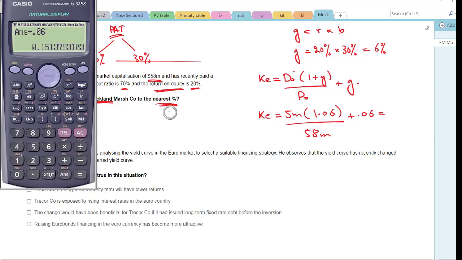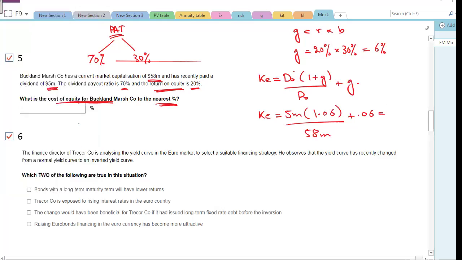You see, to the nearest percentage, so that will be 15%. So I'm just going to write 15. Again, you see, I just told you not to make the silly mistake and I was nearly going to do it, right? Don't put the percentage sign, it's already there. Okay, so just write 15 in here.